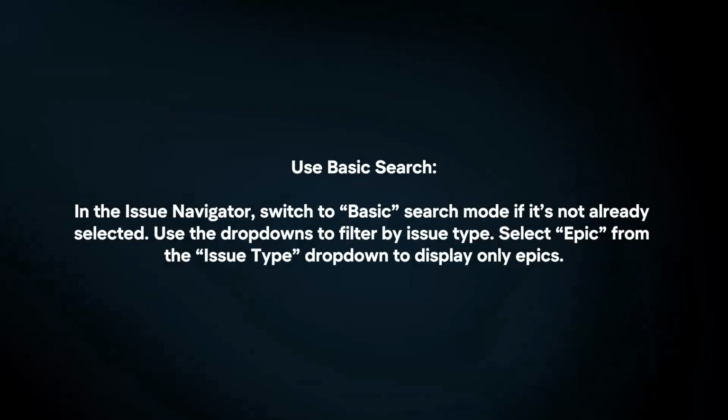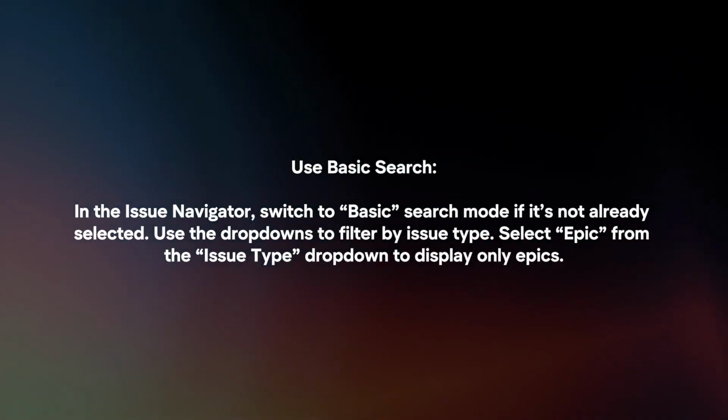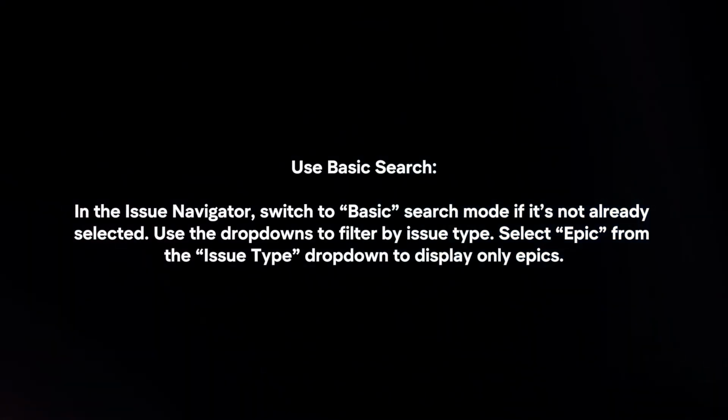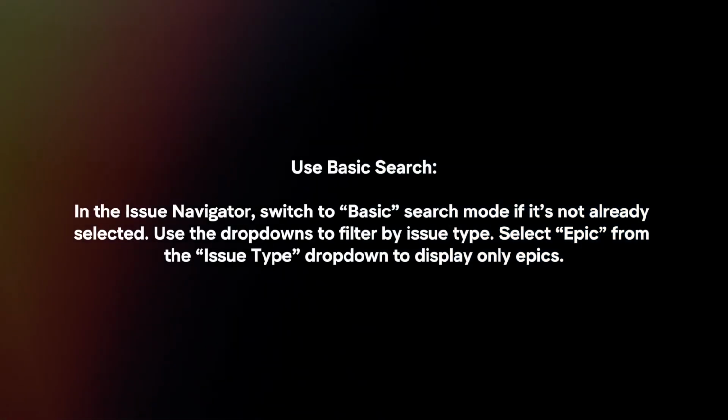Use Basic Search. In the Issue Navigator, switch to Basic Search mode if it's not already selected. Use the drop-downs to filter by issue type. Select Epic from the Issue Type drop-down to display only epics.